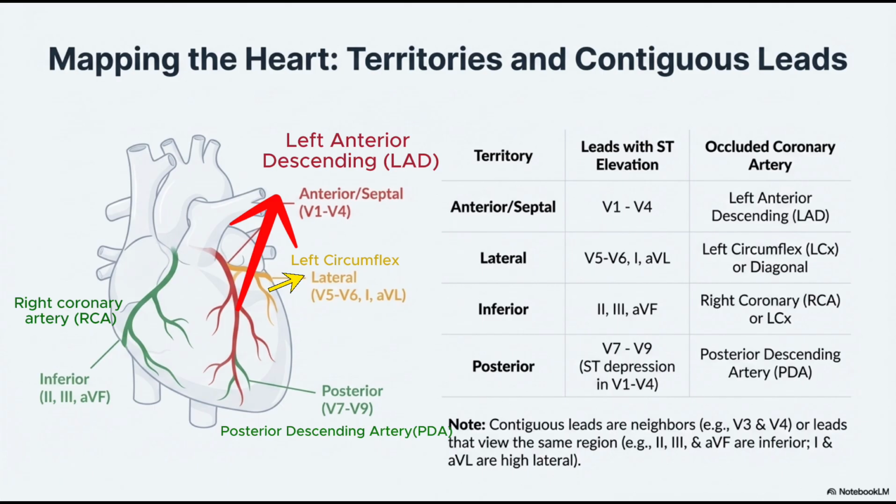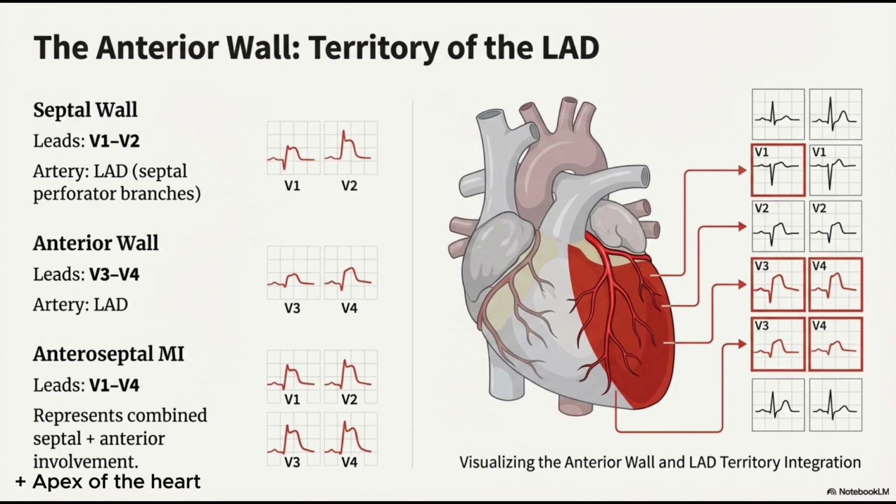All right, let's run through that territory map. If you see injury on the anterior wall, the septal area, or the apical region, basically the whole front of the heart, that's the territory of the LAD, the left anterior descending artery. The signature for that will show up strongly in leads V1 through V4. The famous widowmaker. The one and only. It supplies so much critical muscle.